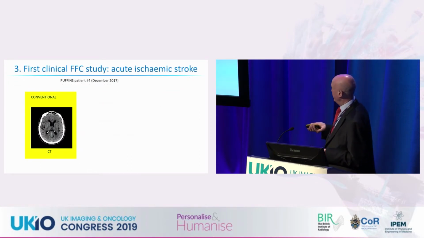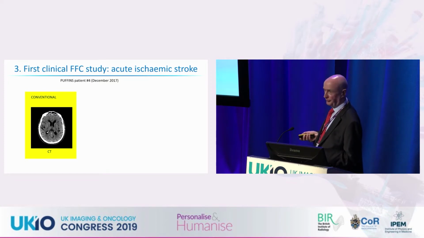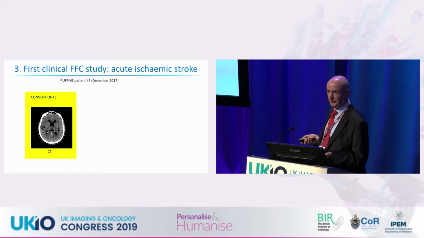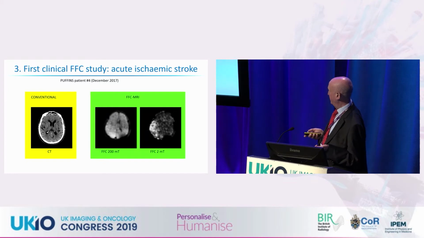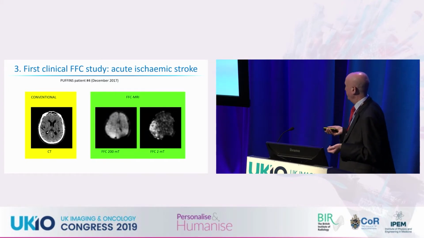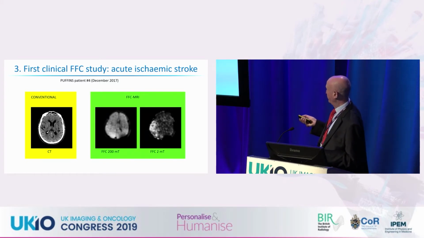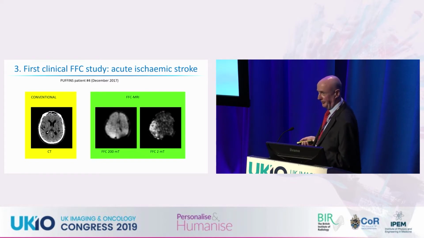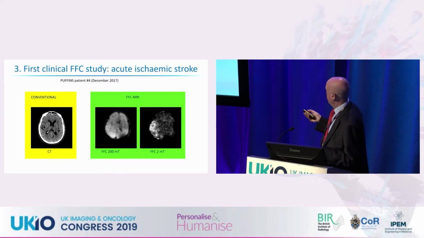This is an early patient in the PUFFIN study from December 2017. This is the CT scan that was obtained on this patient, and it's very difficult to see any pathology in that CT scan. However, when we placed the patient in our FFC MRI scanner, and we took an image at its full field of 200 millitesla, you don't see much there. This shading at the bottom is due to an imperfection of the RF coil. That's not pathology.